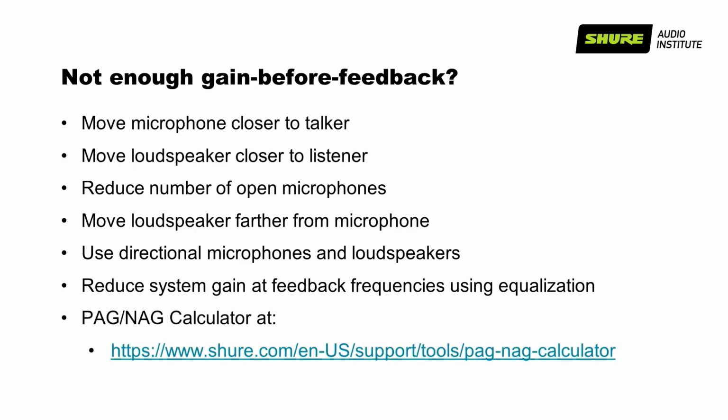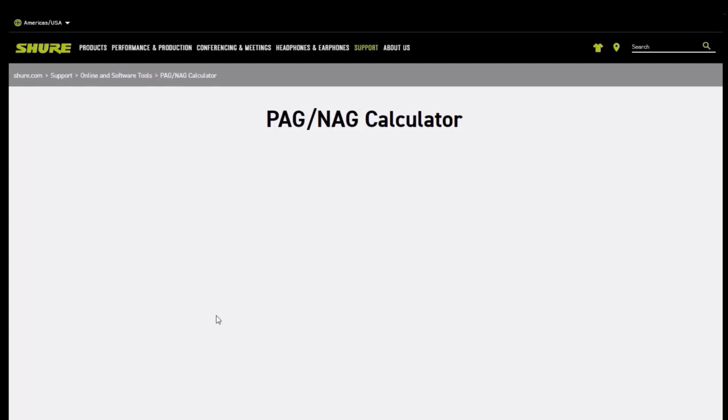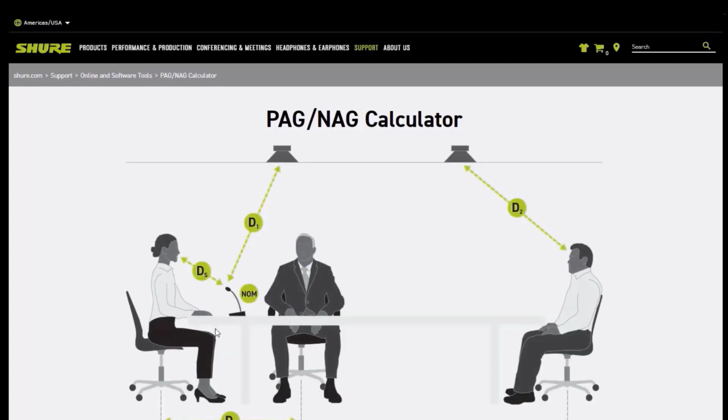And if you're wondering, well, how do I know if I need to do any of these things? We've actually got a calculator online called PAG-NAG, and PAG stands for Potential Acoustic Gain, and NAG stands for Needed Acoustic Gain. So we'll bring it online and show you, but this is a way of predicting a good estimation of whether or not you're going to be able to get enough gain before feedback from the sound system. We actually have a nifty little tool on the Shure website.